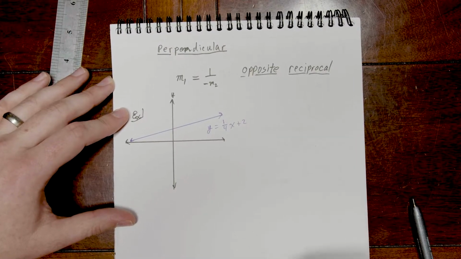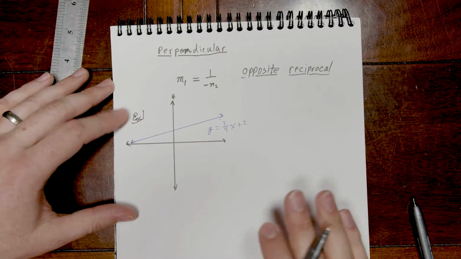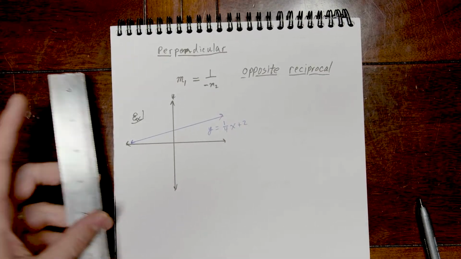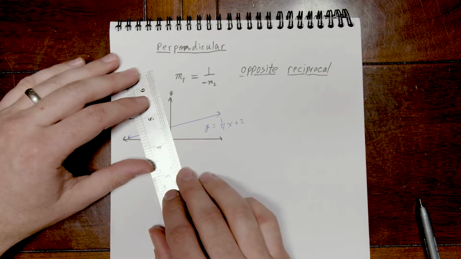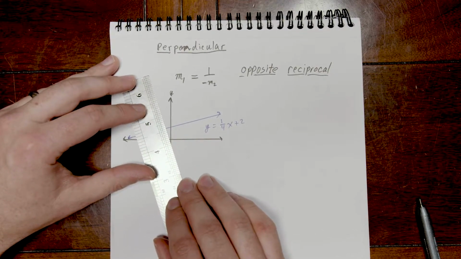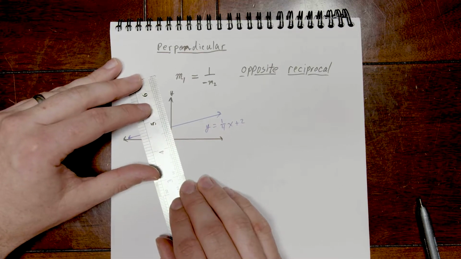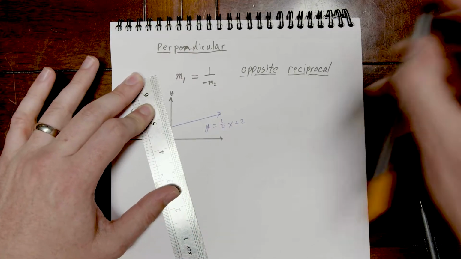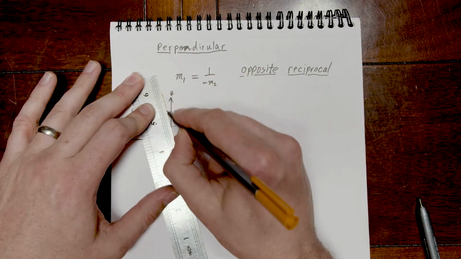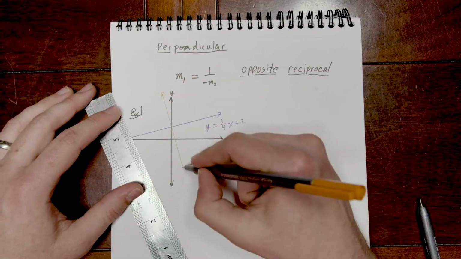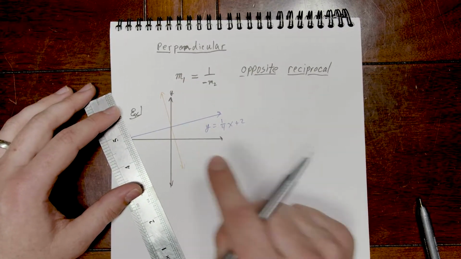plus 2. Now what I want to do is draw a line that's perpendicular to this line, and find what its slope is going to be. Let's give it the same y-intercept, because that's going to be easy to draw. 2, 3, 4. So something along those lines. That looks roughly perpendicular, doesn't it? So this line is perpendicular to that one.